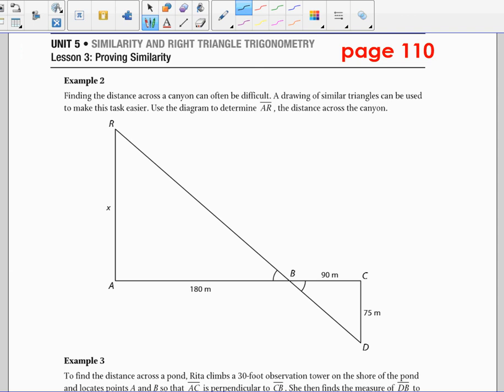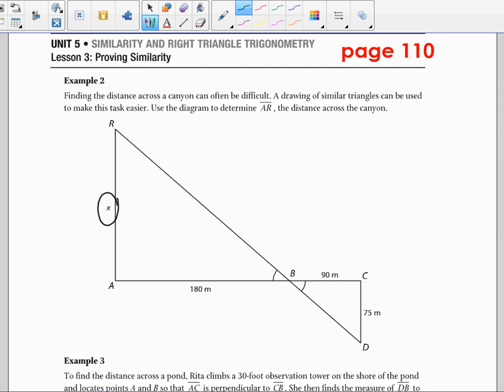Okay. On the next page, for example number 2, example number 2 says finding the distance across a canyon can often be difficult. A drawing of similar triangles can be used to make this task easier. Use the diagram to determine AR, which they've already marked for us as the distance across the canyon. So they're trying to figure out what that distance is. So if you notice, they've already measured a couple things.